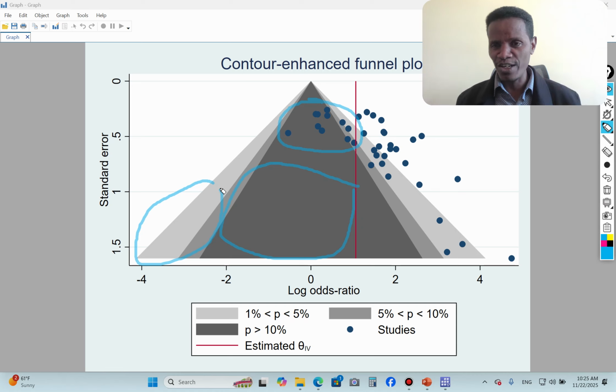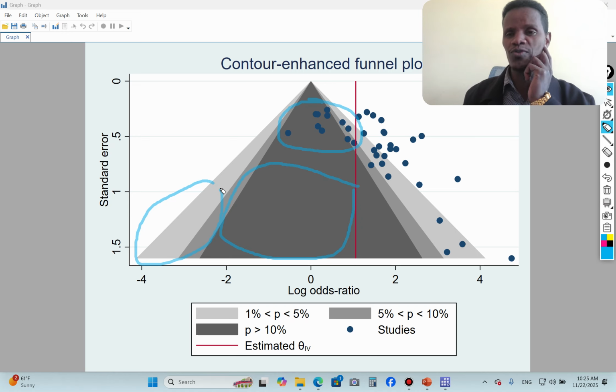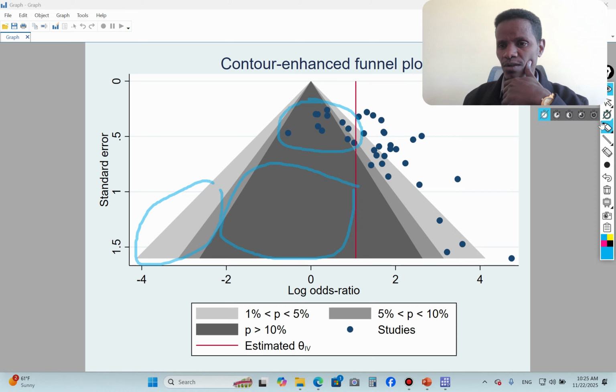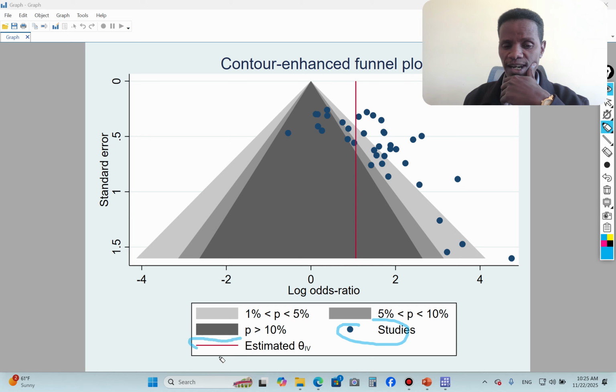So clearly this is an indication of publication bias. It is not because of some other reason. The asymmetry of the funnel plot is not because of heterogeneity between the studies. Rather, it is clearly because of publication bias. You can see the level of significance between 1 and 5%, between 5 and 10%, and greater than 10%. And these dots are the individual studies, and the vertical red line is the pooled estimate, the estimated value of the outcome variable.